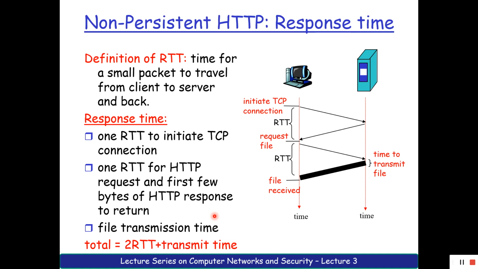Like in a previous example, we saw that we first were in need of home.index. After home.index, we were in need of 10 more objects. So 11 objects I was requesting. For every object I require this much amount of time. Correct? But what is the problem with this? The problem is that the server is going to cut the connection every now and then. That is, after transfer of every object, your server will cut the connection and you have to generate a new connection. So that is a problem regarding non-persistent connections.